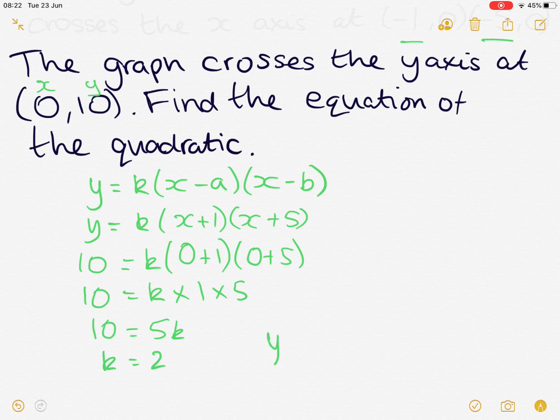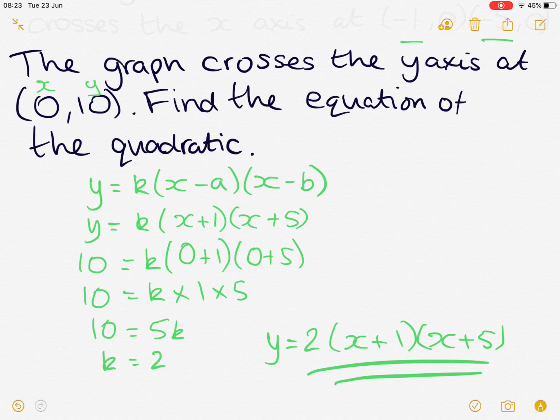And it said find the equation, so we just want to pop that back in. So y equals 2 bracket x plus 1, x plus 5. And that is you now found the equation.